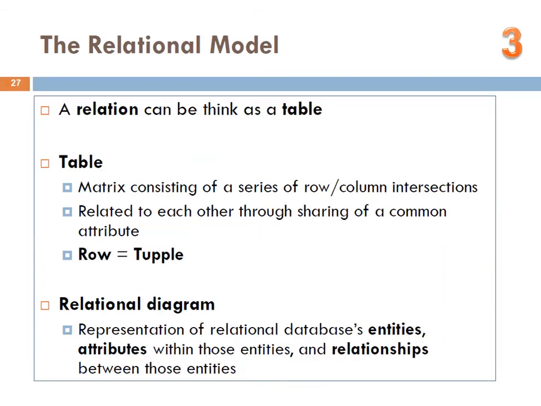Okay, a relation can be thought of as a table, and a table is a matrix consisting of a series of row and column intersections which are related to each other through sharing of a common attribute. A row is equal to a tuple. We can look into an example in the next slide. A relational diagram is a representation of relational database entities, attributes within those entities, and relationships between those entities.